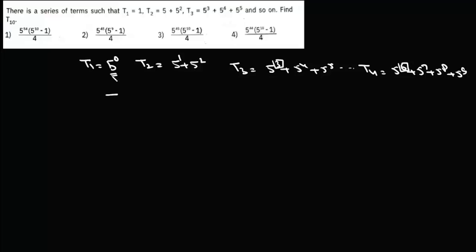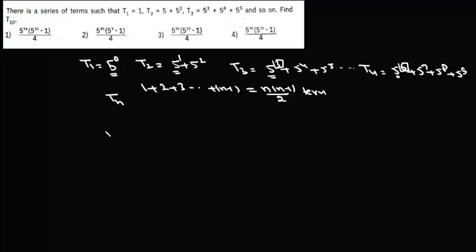Before T1 we have 0 terms. Before T2 we have 1 term. Before T3 we have 3 terms. Before T4 we have 6 terms. So before Tn we'll have 1 plus 2 plus 3 up to n minus 1, so there will be n(n minus 1)/2 terms.